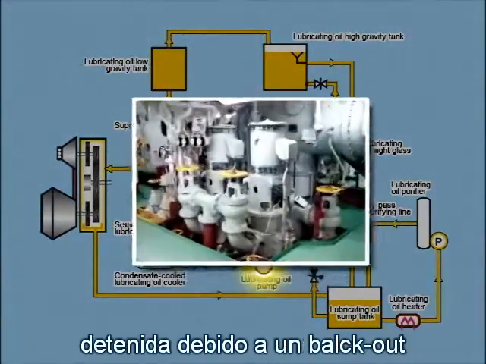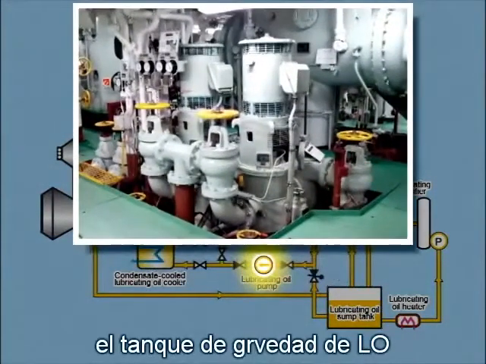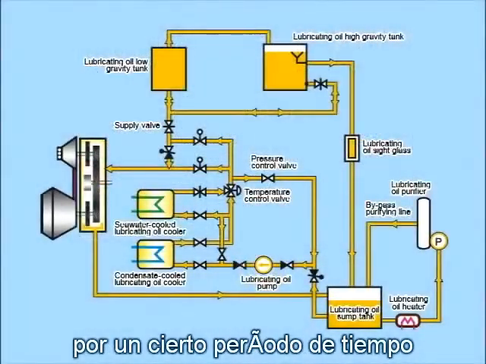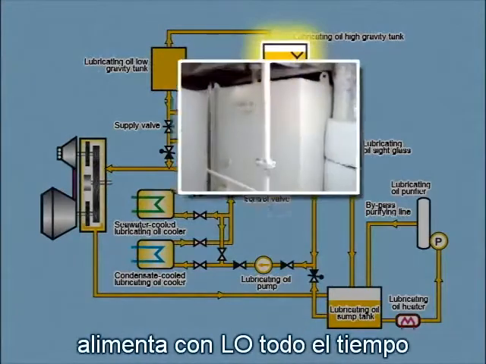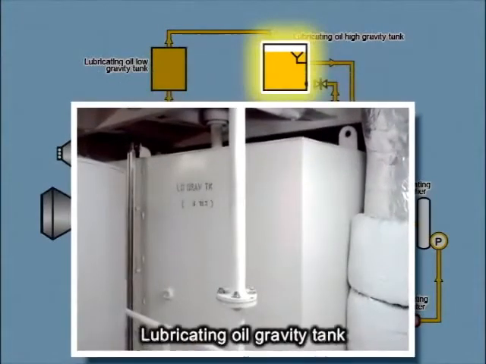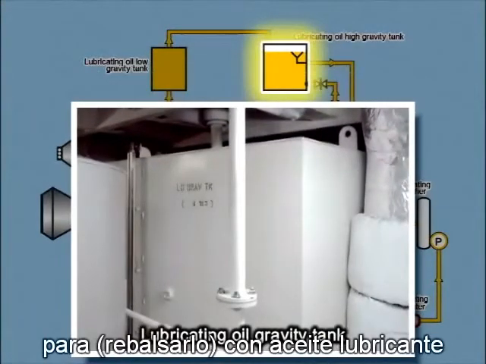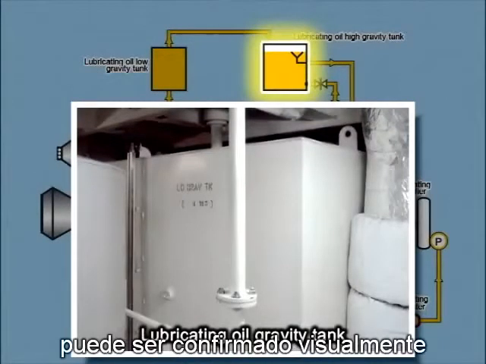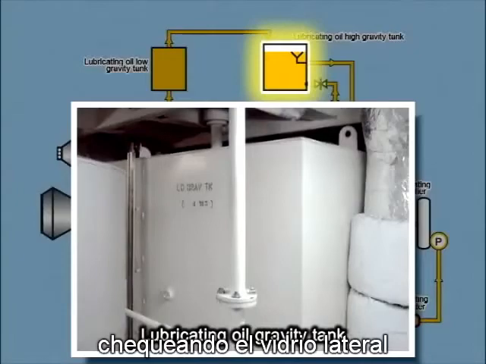Should the main LO pump stop due to a blackout, the LO gravity tank ensures lubricating oil supply for a certain period of time. The main LO pump feeds lubricating oil at all times, filling the gravity tank to overflow with lubricating oil. The overflow of lubricating oil can be confirmed visually by checking the sight glass.